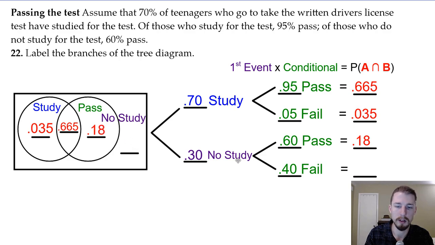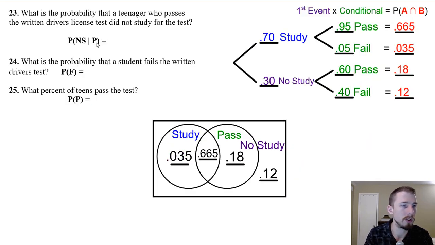And then no study but failed is going to be the remaining portion, which would be 12%, which is going to be on the outside of no study and outside of the pass right there. So those are our 4 disjoint probabilities, good to have. Now we're going to do a little bit of conditional probabilities.